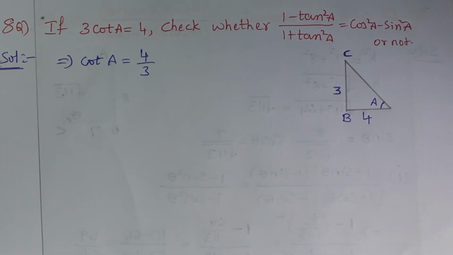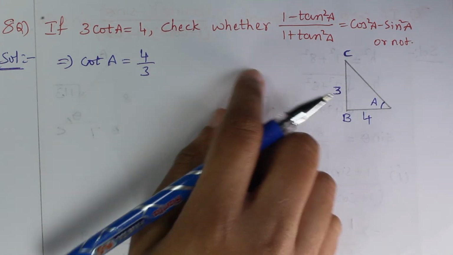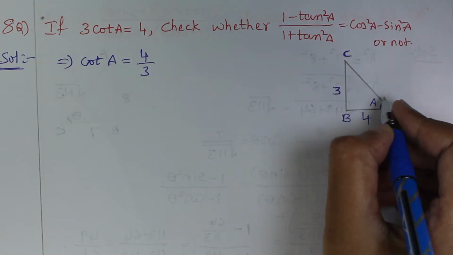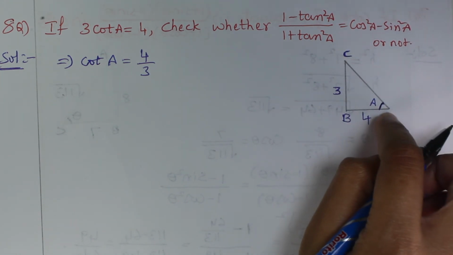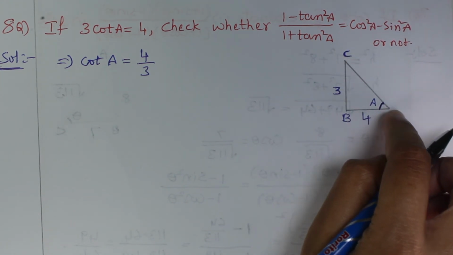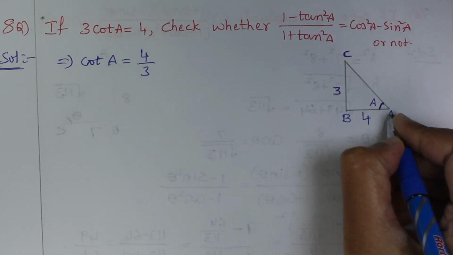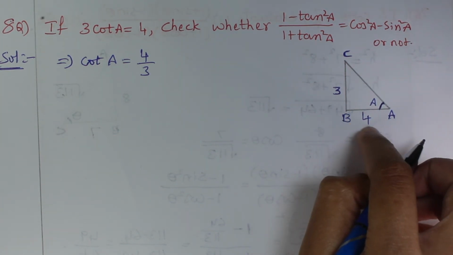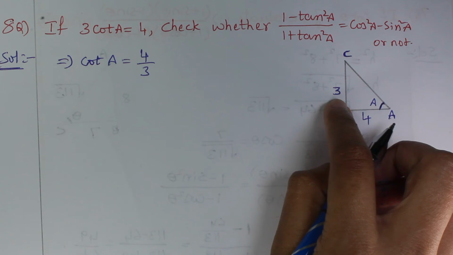Right? What is cot of an angle? Adjacent side by opposite side, right? So what is the adjacent side to angle A? Let us assume in this triangle ABC, this is angle A. So the adjacent side to angle A is AB. AB is equal to 4. The opposite side is BC. BC is equal to 3.